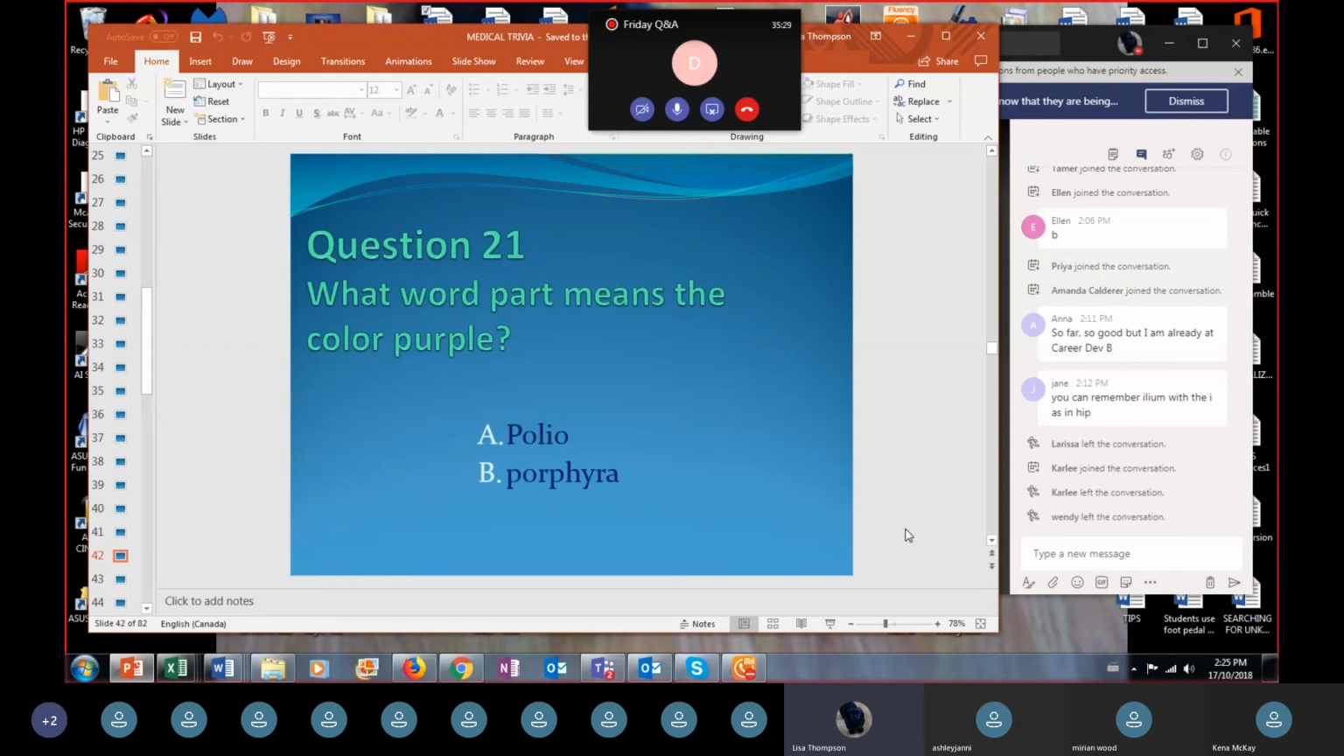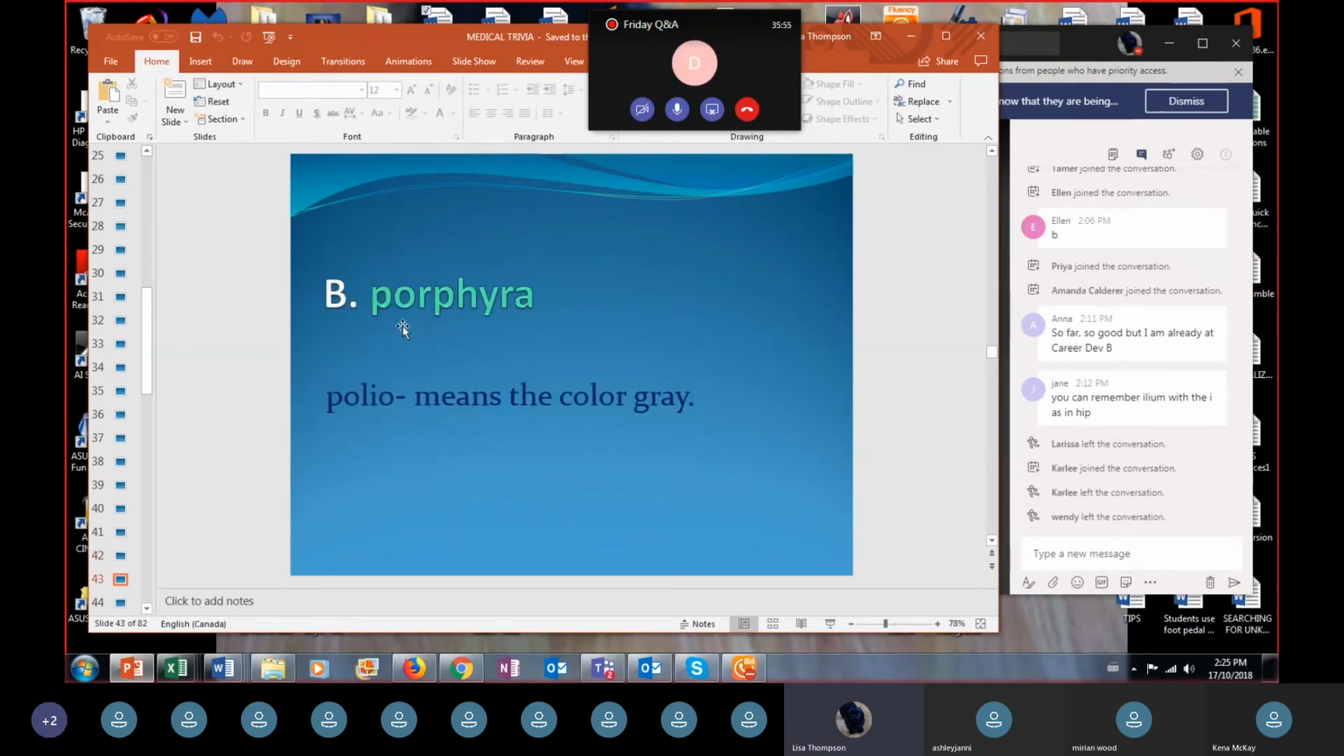Okay. Question 21. What word part means the color purple? Is it polio or porphyra? What word part means color purple? It would be porphyra. Polio means the color gray.